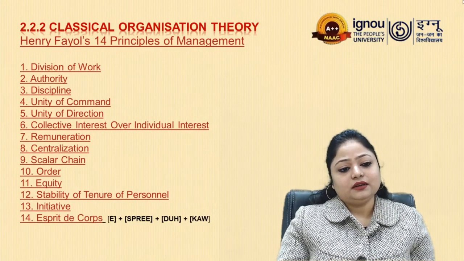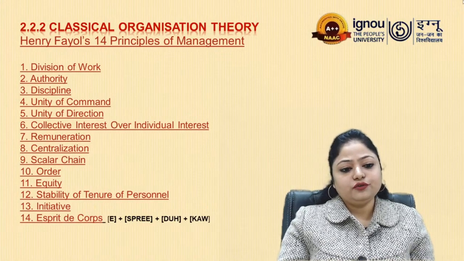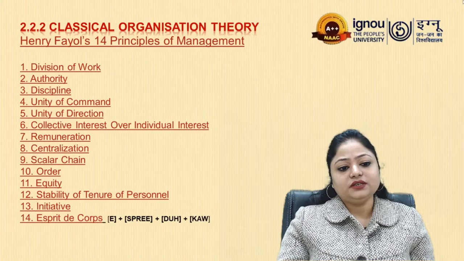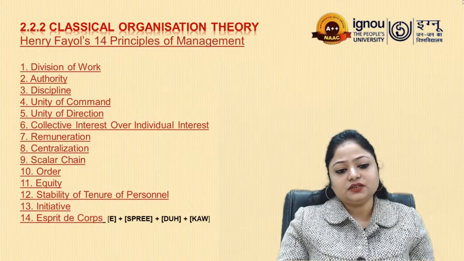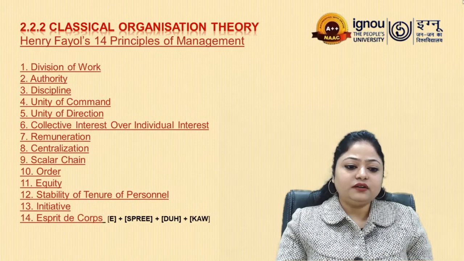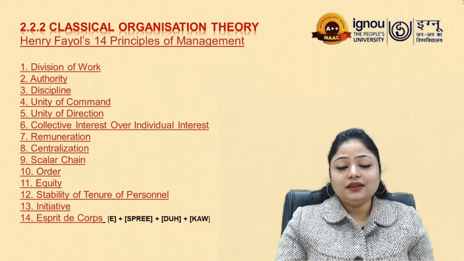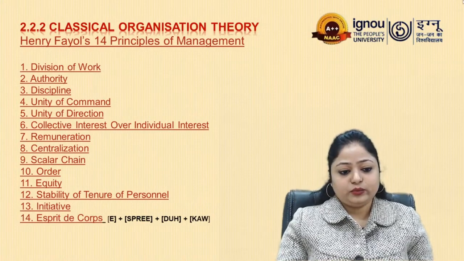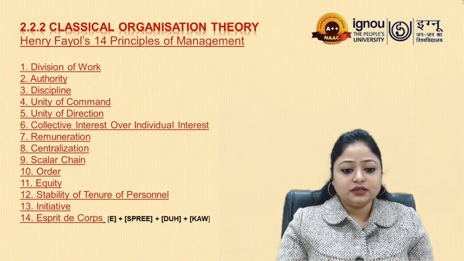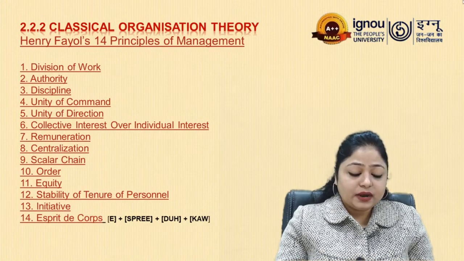Then scalar chain. There should be a chain of command which people need to know and follow. Then order, equity, stability of tenure of personnel. Everybody should know that they have job security in the organization. Then initiative should be given importance. People should take initiative, take leadership roles, and take the communication from their part.